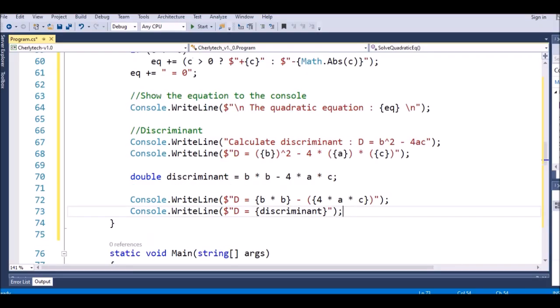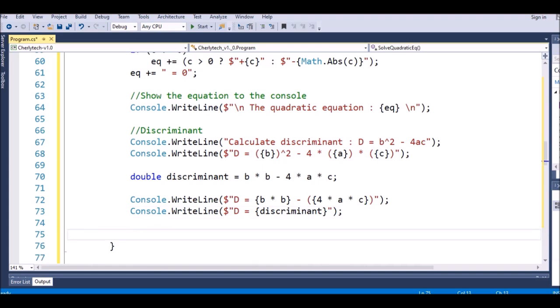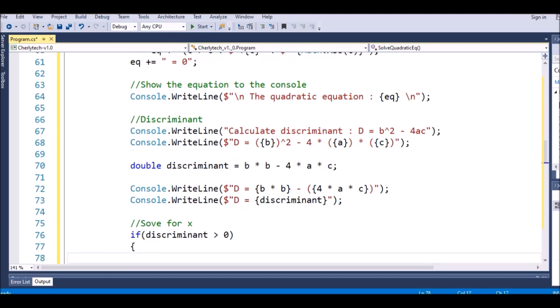So after we get the value for discriminant, we have to solve for x1 and x2, right? So that we have to separate by using the if statement. For example, in here I use which say solve for x, if this one discriminant greater than 0. If greater than 0, that means we have the true solution.